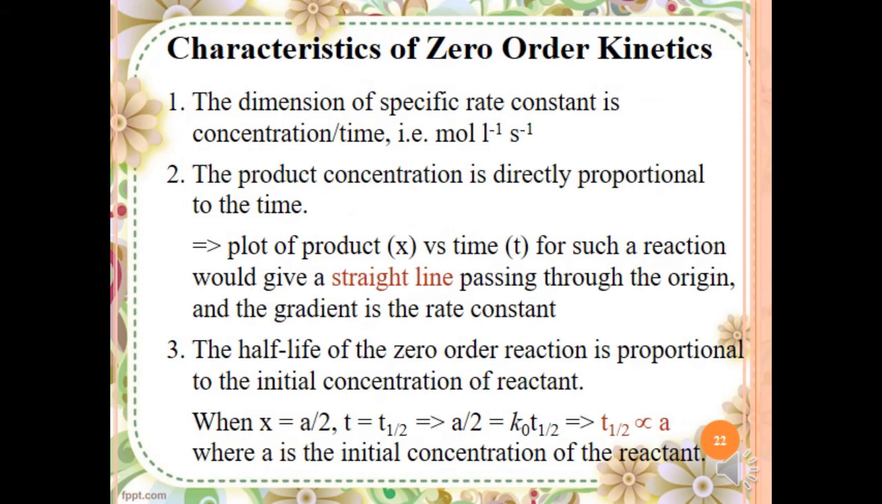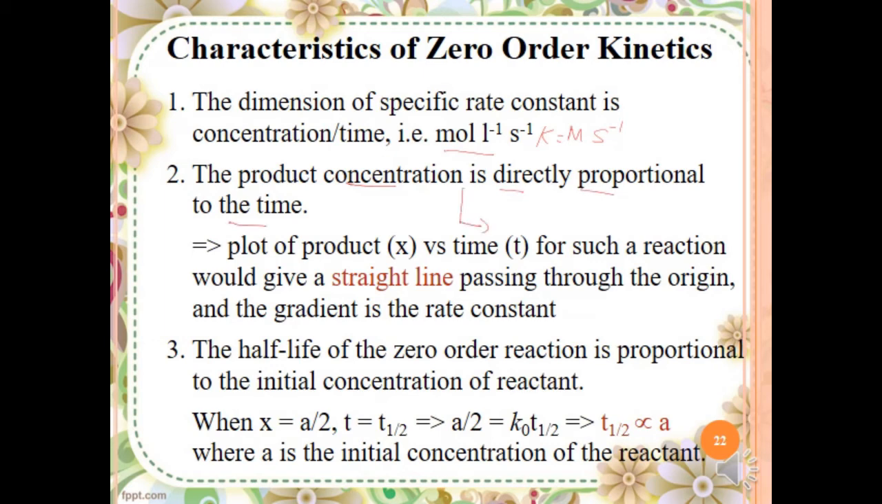So the half-life is directly proportional to the initial concentration of the reactant. Now the characteristics of zero order are summed up here. First one, the rate constant would be concentration over time: molar per second, molar per minute, or molar per hour. So that is the unit for the rate constant k for zero order. Secondly, the product concentration is directly proportional to the time.